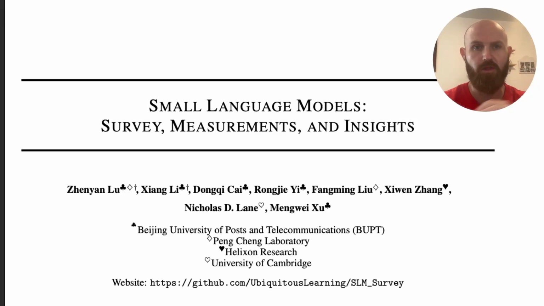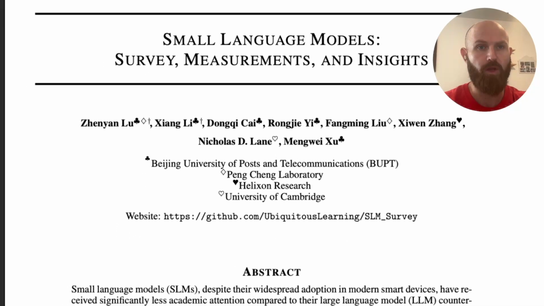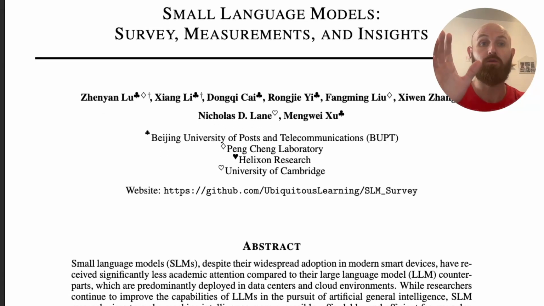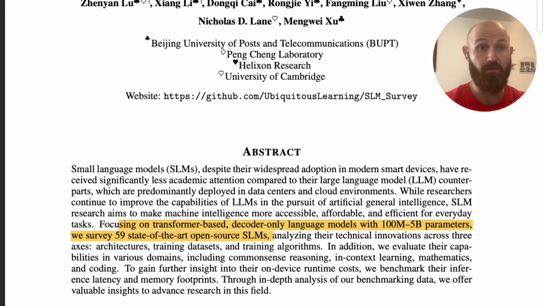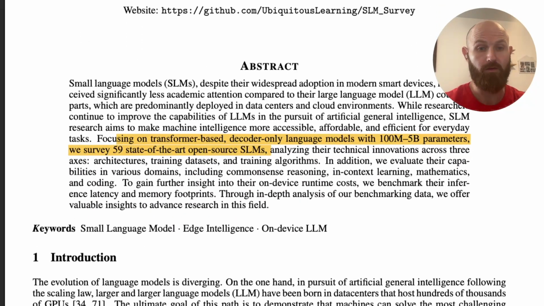Today we make long papers short and concise. Today we have a paper titled Small Language Models, SLM. It's a survey, measurements, and insights. Okay, so we're all familiar with LLMs, right? And they're huge, therefore large language models. So small language models try to use a smaller amount of parameters to get a similar performance.